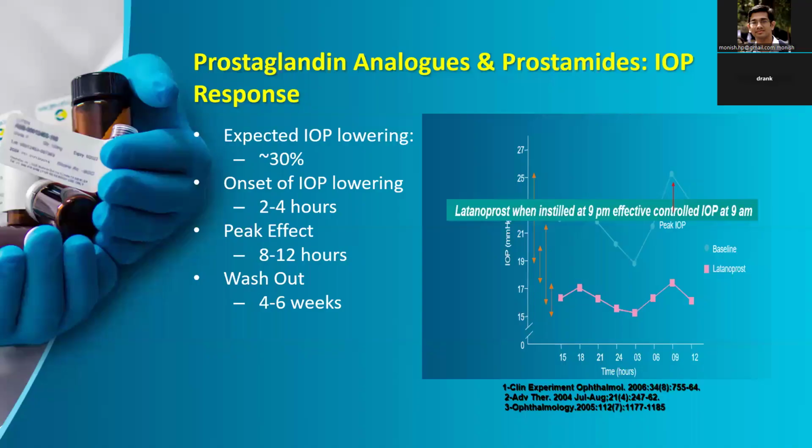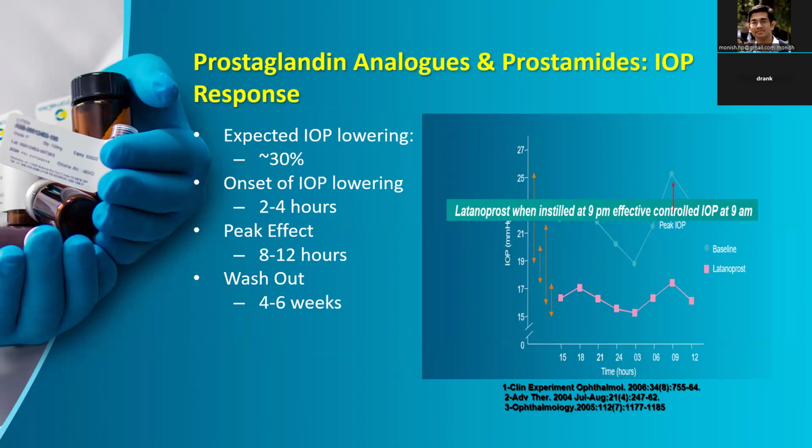Now coming to the intraocular pressure response. The expected lowering of intraocular pressure is around 30%, which is the highest IOP lowering amongst all the glaucoma drugs. And the onset of lowering occurs within 2 to 4 hours.